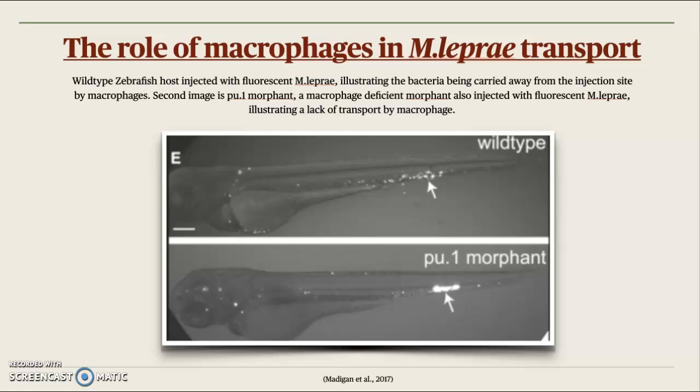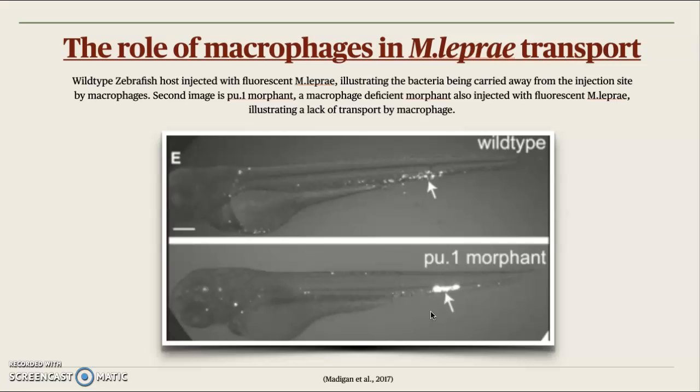So, when Madigan and her team were injecting zebrafish, they, in this case, had more than one type of zebrafish. There was the wild type that had plenty of macrophages, and then this bottom morphant that was depleted.